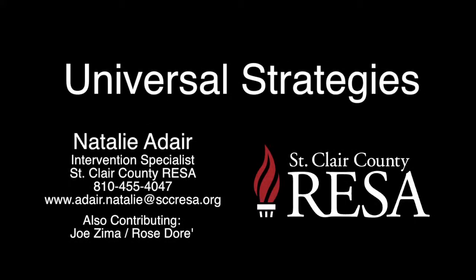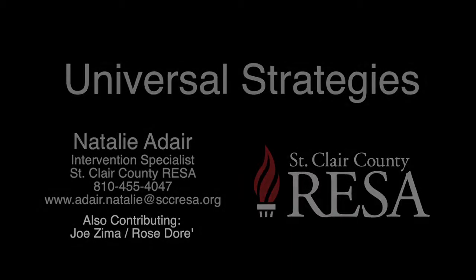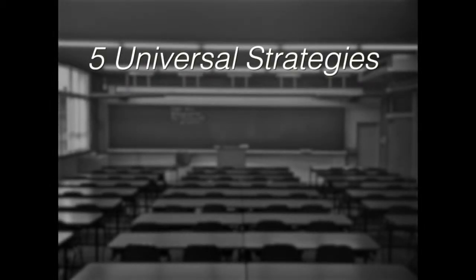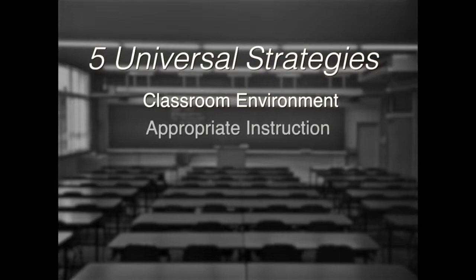This video will look at an introduction to universal classroom management strategies. These universal strategies are often referred to as the 5 universal strategies within the content area of behavior and/or classroom management. The term 5 universal strategies is often utilized because the 5 categories addressed include 1. Classroom environment, 2. Appropriate instruction, 3.